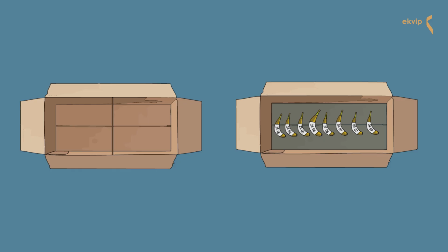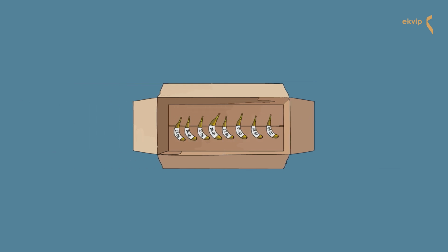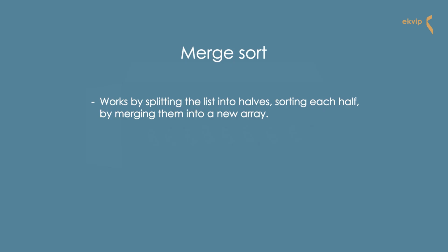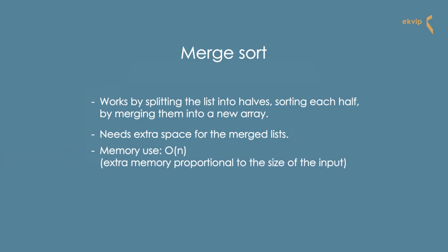Yes, in this example we used a classical top-down merge sort with recursion. Its motto is, divide and conquer. The top-down merge sort with recursion works by splitting the list into halves, sorting each half, and then merging them into a new array. It needs extra space for the merged lists. The memory use is O(n), the extra memory is proportional to the size of the input. Its time complexity is O(n log n), in both the average and worst cases.